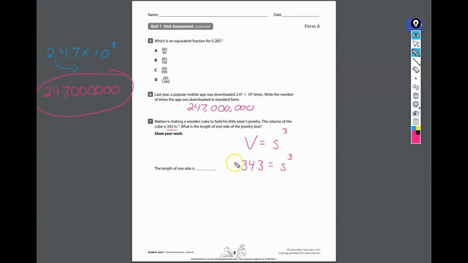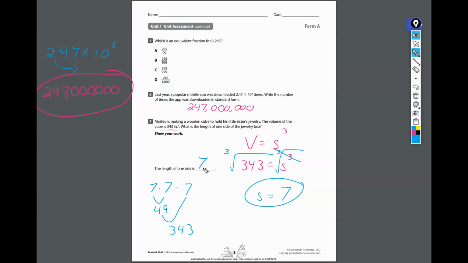And what we need to do is take the cube root of both sides and figure out, remember the cube root and the exponent of 3 cancel each other out, what one of those sides are. So you have to think, what could I multiply 3 times to give me 343? Well, it's 7. 7 times 7 gives me 49. 49 times 7 gives me 343. So 7 is my magic number, so that would be 7 inches.